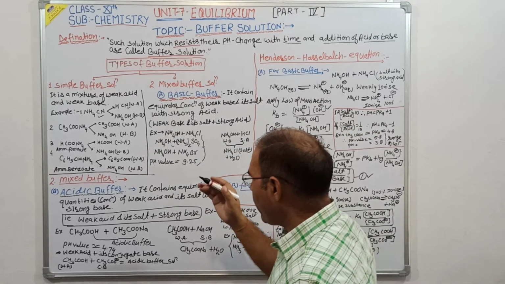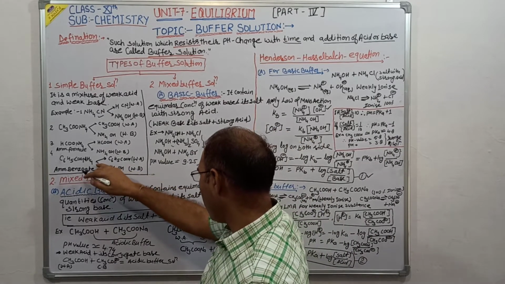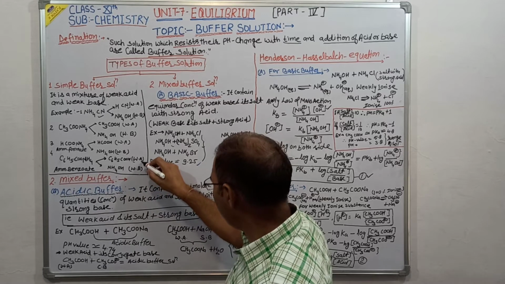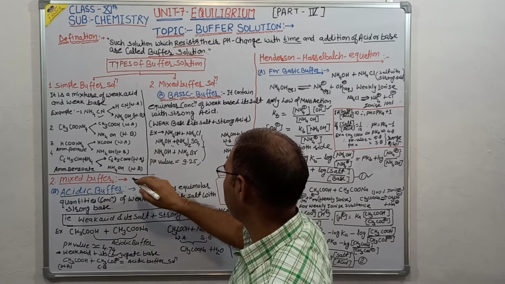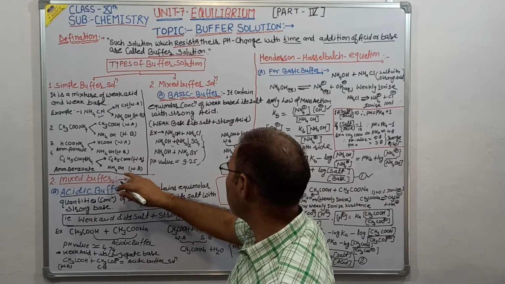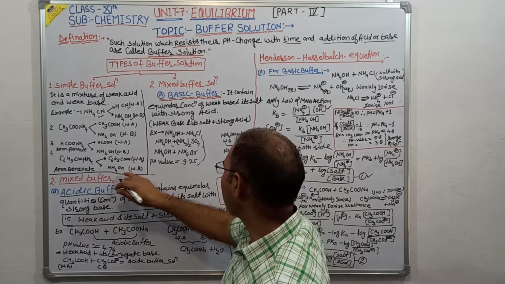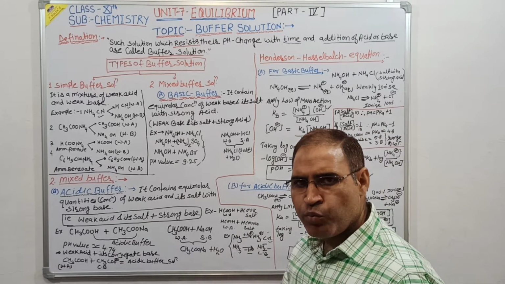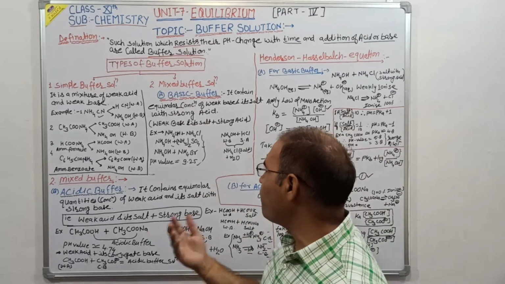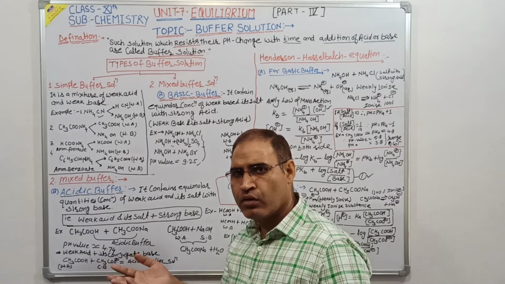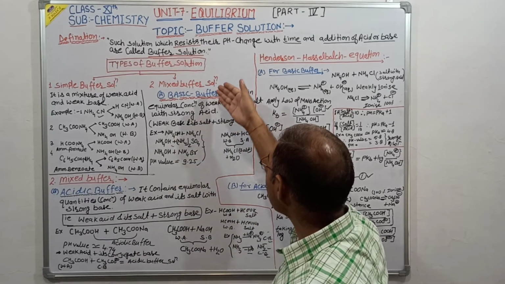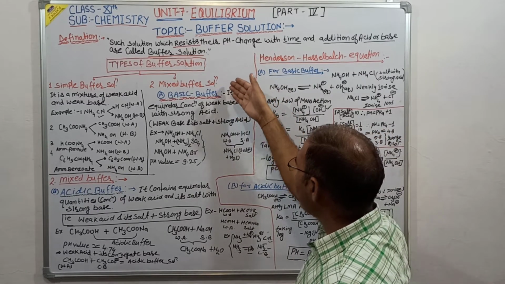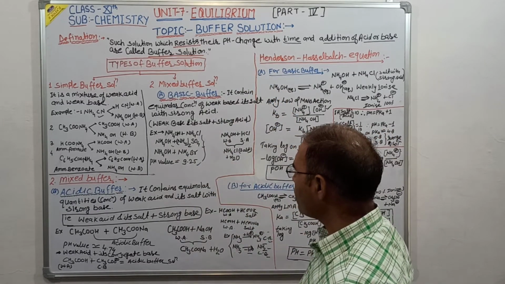And ammonium benzoate is another simple buffer, which is formed by the weak acid benzoic acid and the weak base ammonium hydroxide. So a weak acid and a weak base mixed with each other form simple buffer solutions. Whereas in the case of mixed buffers, there are two types: basic buffer and acidic buffer solutions.